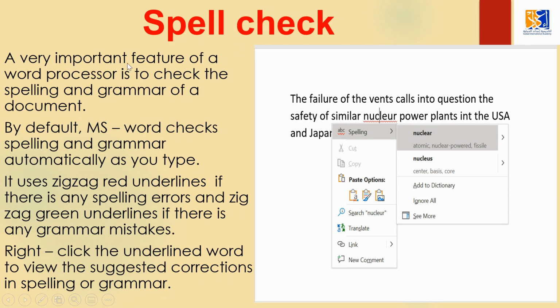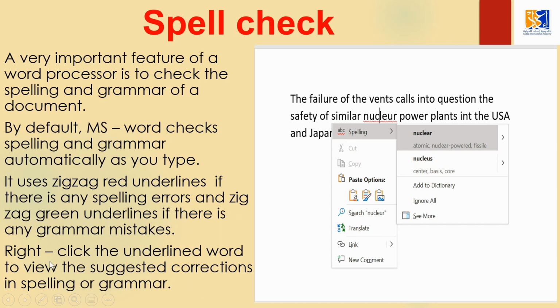Now, what is a spell check? A very important feature of a word processor is to check the spelling and grammar of a document. By default, Microsoft Word checks spelling and grammar automatically as you type. How does it check? It uses zigzag red underlines if there are any spelling errors, and green zigzag underlines if there are any grammar mistakes.